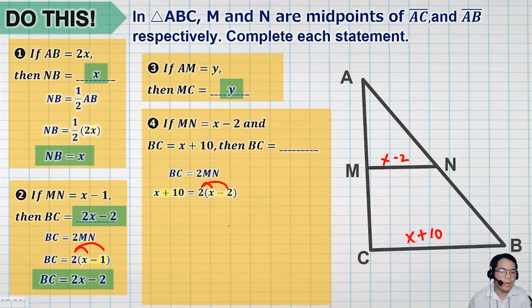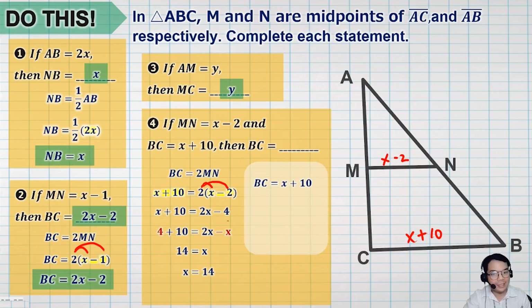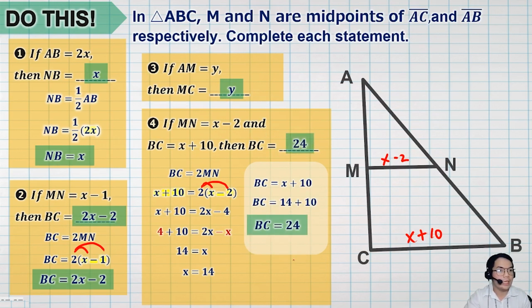So, simplifying, let's distribute 2 times x, it's going to be 2x, and then 2 times negative 2 is going to be equal to negative 4, which will give us 2x minus 4. And then after that, we can solve for the value of x, which is equal to 14. But that is not yet the answer because we're looking for the measurement of BC. All we have to do is to substitute that value of x, which is 14, ayan, at magiging 14 plus 10 to. Therefore, ang magiging value ng BC natin ay 24.